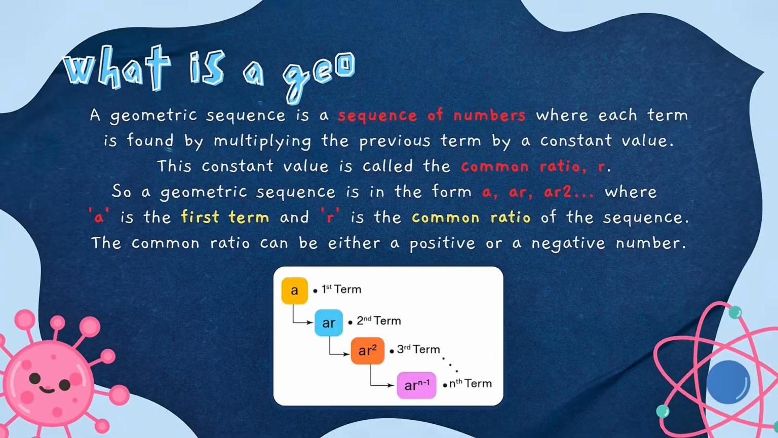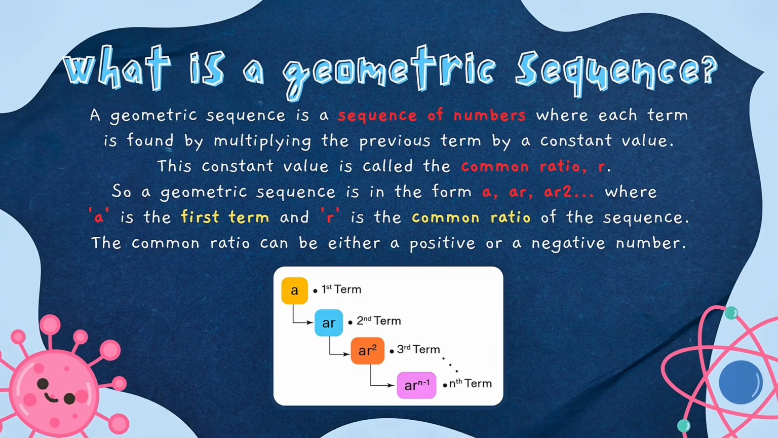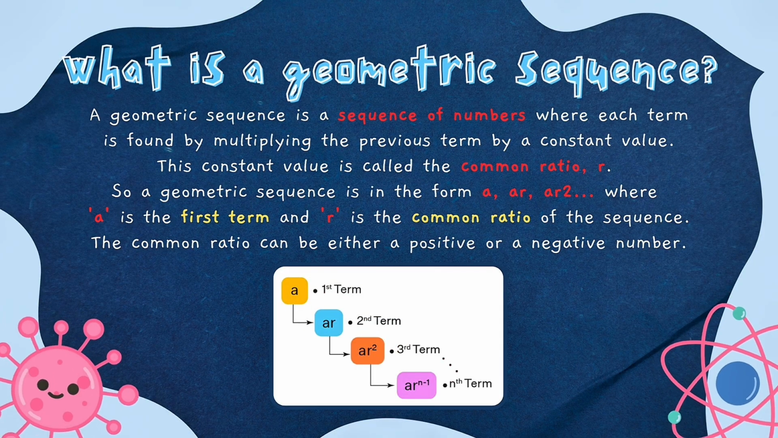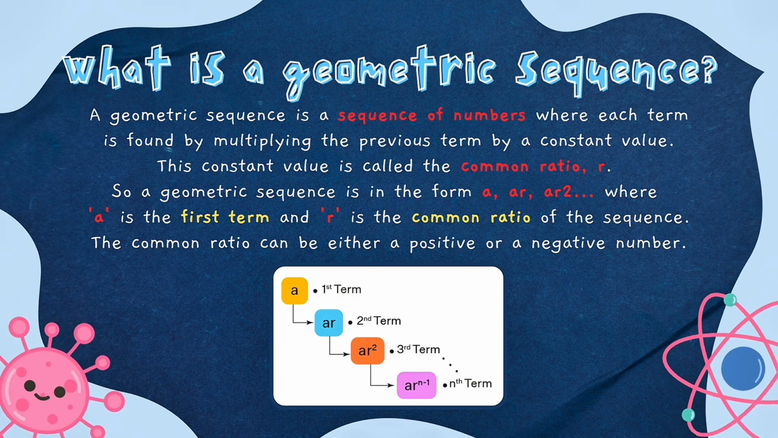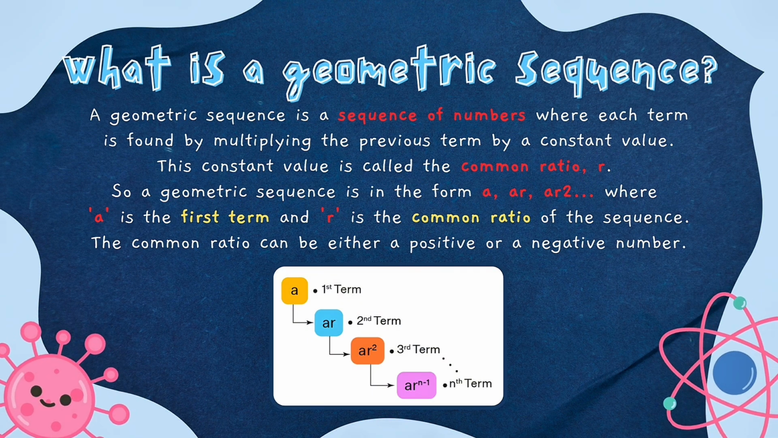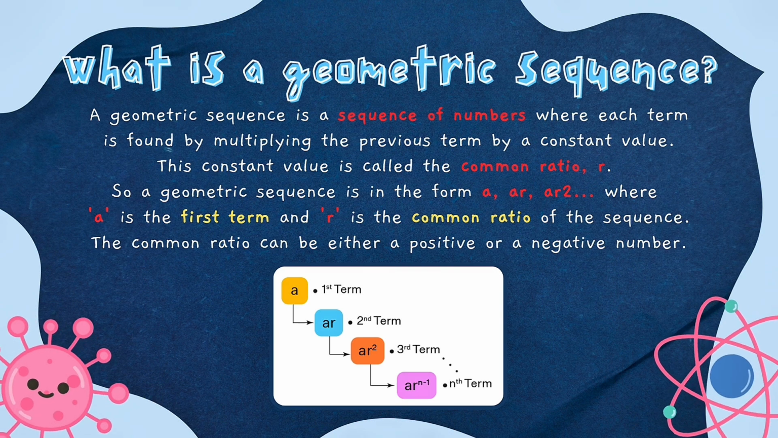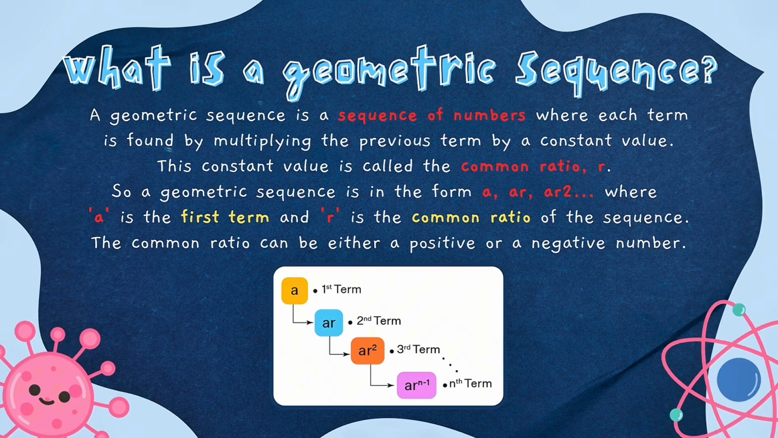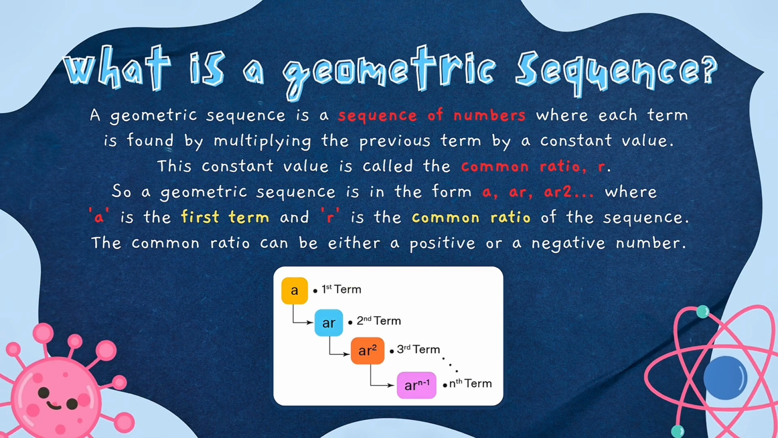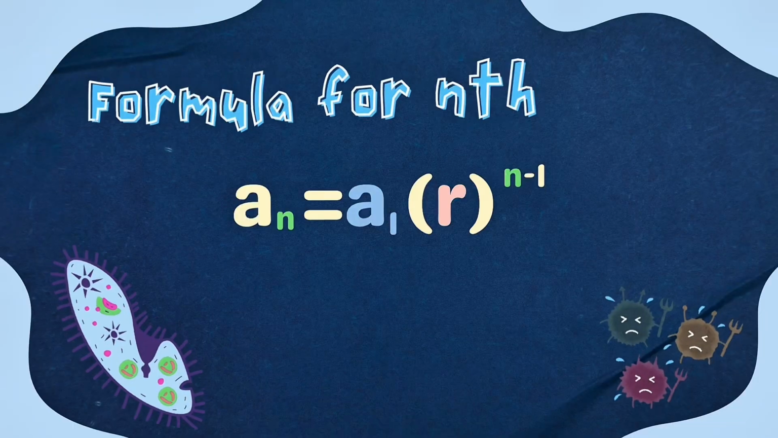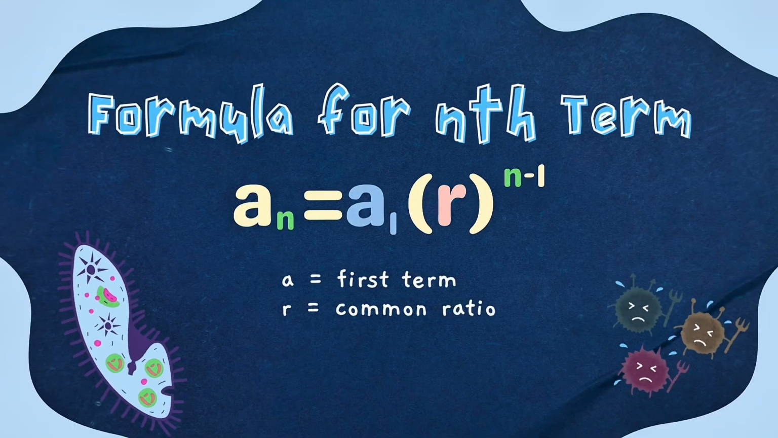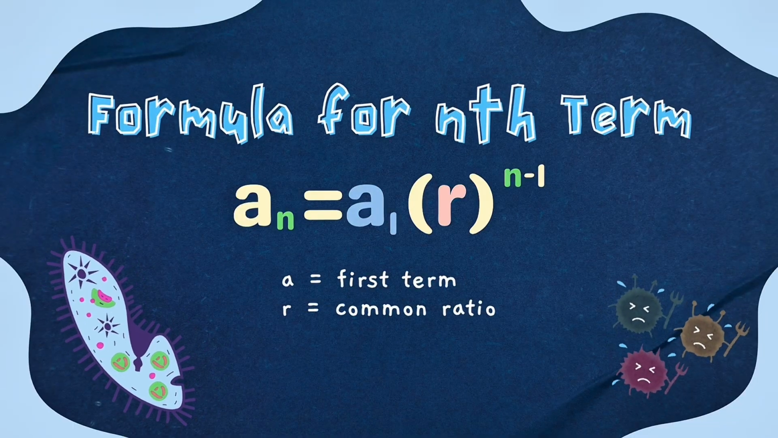A geometric sequence is a sequence of numbers where each term is found by multiplying the previous term by a constant value. This constant value is called the common ratio r. So, a geometric sequence is in the form a, ar, ar squared, where a is the first term and r is the common ratio of the sequence. The common ratio can be either a positive or a negative number. Formula for the nth term: a_n equals ar^(n-1), where a is the first term and r is the common ratio.